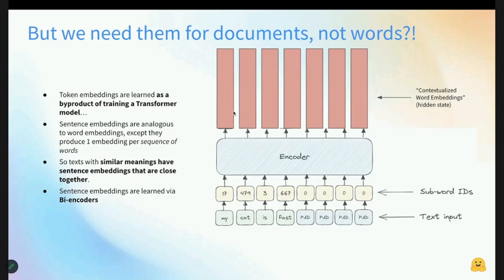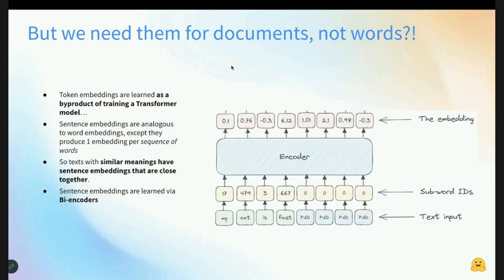And so this is just naturally how transformers work. Encoders naturally output this hidden state, which is also known as contextualized word embeddings, which are a vector for each word in the input. But what we really need is a single vector for this entire sequence. We want one dense vector that represents this whole input. And the way that we develop these sentence embeddings is through an architecture called a bi-encoder.